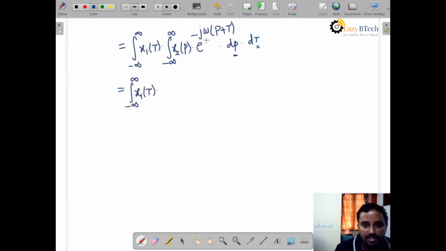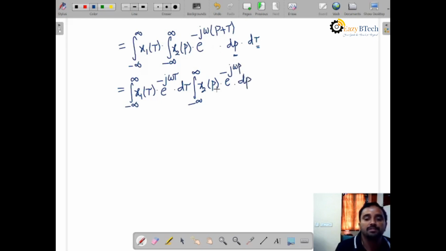So here if you observe this exponential term, e power minus j omega p, e power minus j omega tau, right or not? So I am going to take here e power minus j omega tau. I am writing here, this is completely tau, so d tau, all tau terms. And next thing, integral minus infinity to plus infinity x2 of p e to the power minus j omega p, that dp. So all p terms, right?